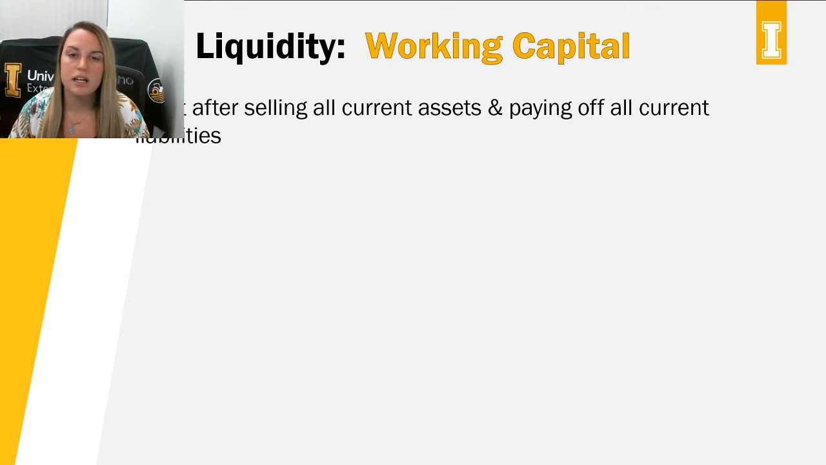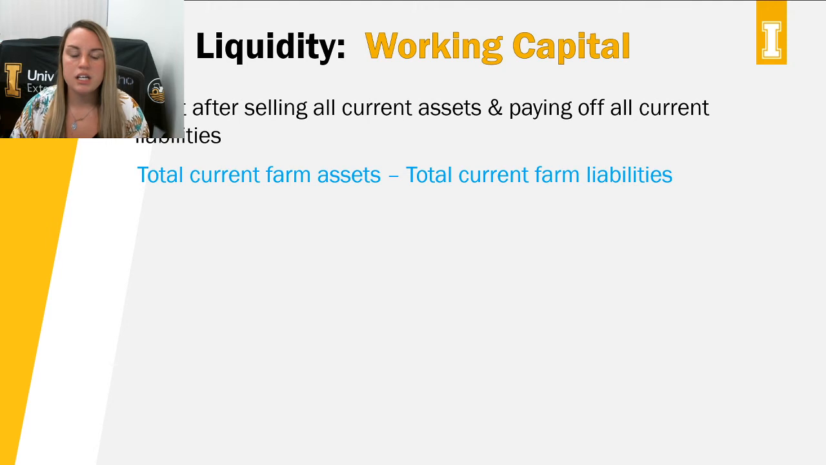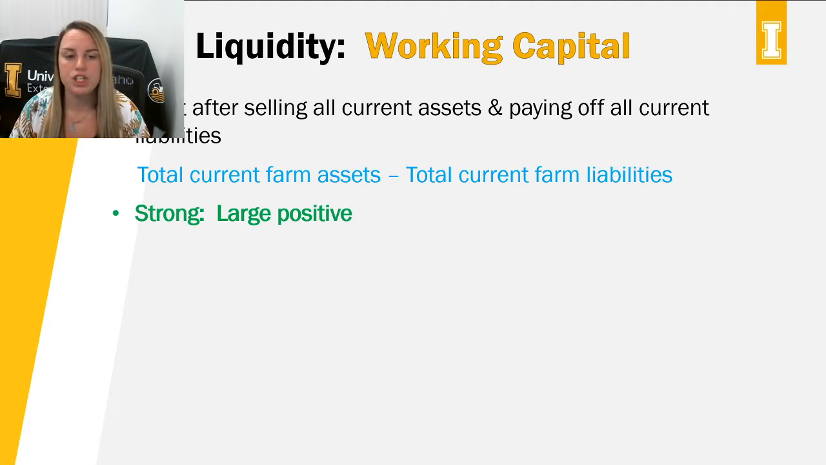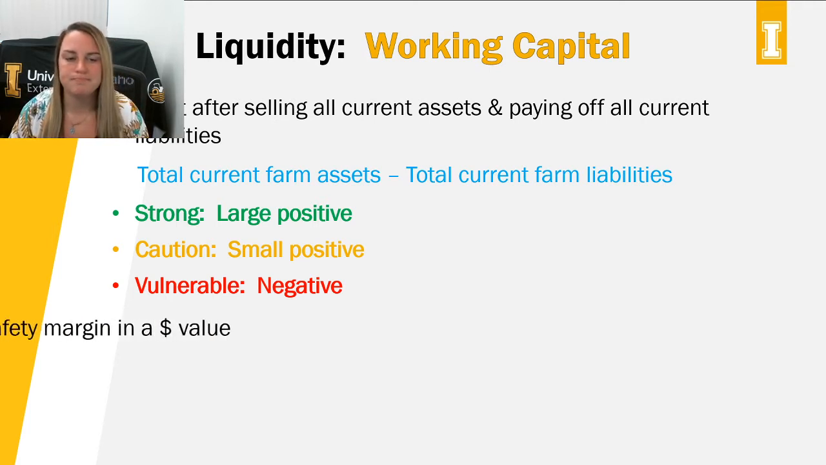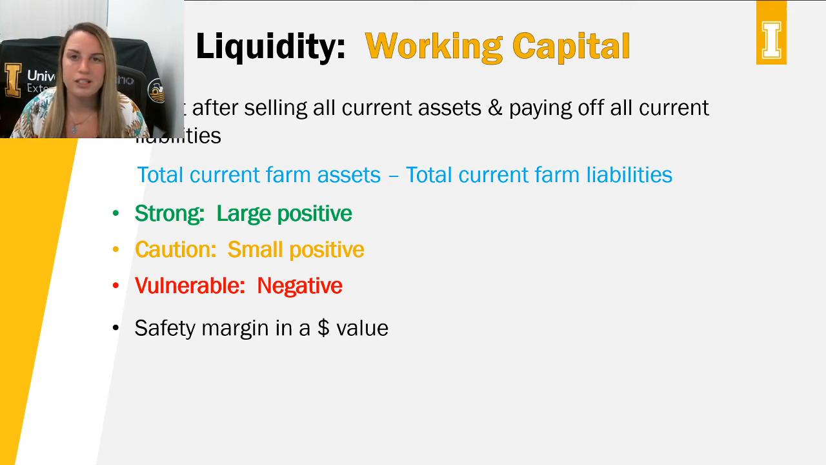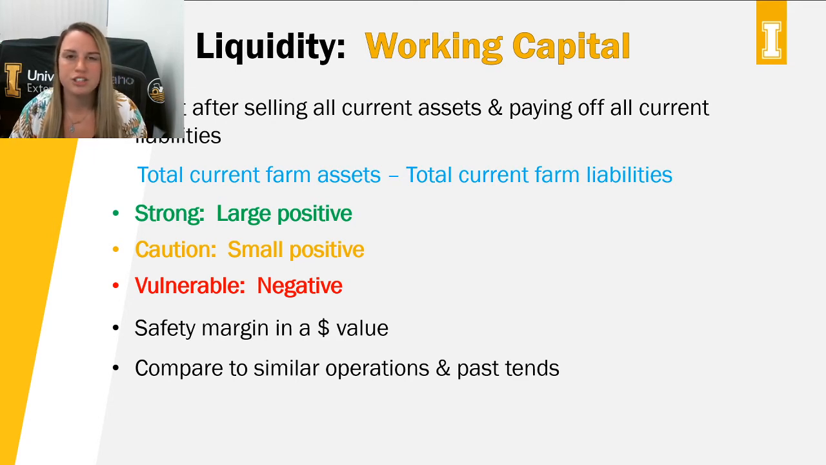A second liquidity ratio would be working capital. That's the money left over after selling all current assets and paying off all current liabilities. So it's total current farm assets minus total current farm liabilities. If you have a strong working capital ratio, then you have a large positive, so you have lots of money left over after you pay off your current debts from your current assets. Caution would be a small positive, and vulnerable is negative. If your debt outweighs your assets, then you will be in a vulnerable position. The safety margin is a dollar value, so if you have more than 0, compared to similar operations and past trends. It's really hard with working capital. You can't look at your neighbors, if they have a different operation, and ask what their working capital is. Everyone's working capital will look different, and it depends on the size of your operation.